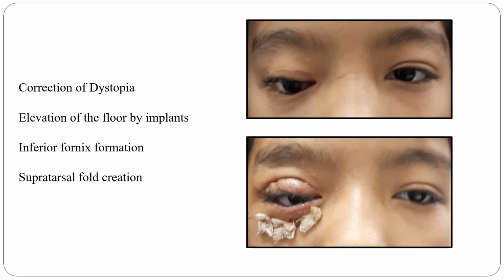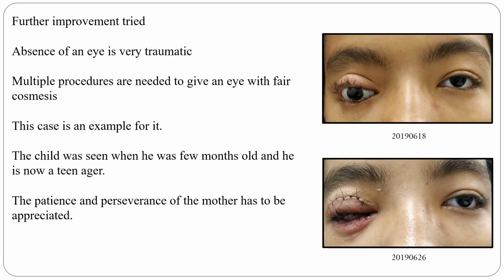Correction of the dystopia was done by elevation of the floor with implants. Inferior fornix formation, supratarsal fold creation, and good cosmesis were achieved. Further improvement was tried because absence of an eye is very traumatic. Multiple procedures are needed to give an eye with fair cosmesis. This case is an example of it.